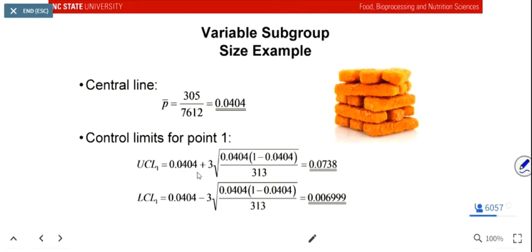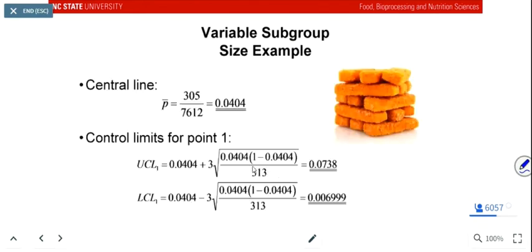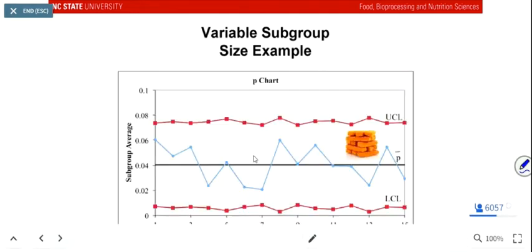So now we drop 0.04 plus or minus 3 times the square root of p-bar times 1 minus p-bar divided by n. The big question, though, is what do you put for n? Okay. But for this first observation, for the first subgroup, we're going to use 313 for n right here. So that gives us the control limits for the first point. And the control limits will be different for the second point and the third point. And this is what it looks like for you.